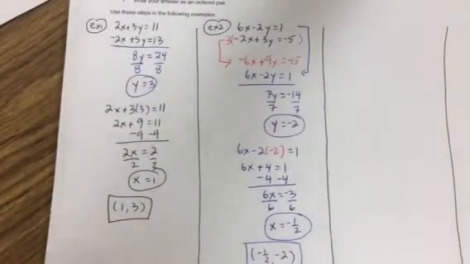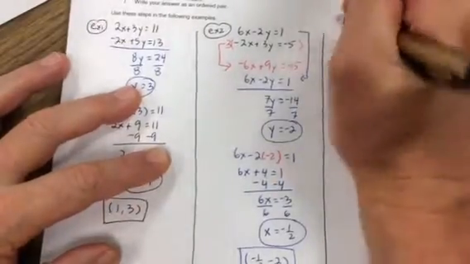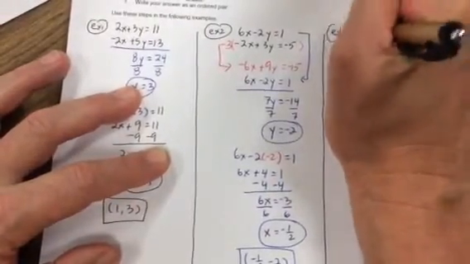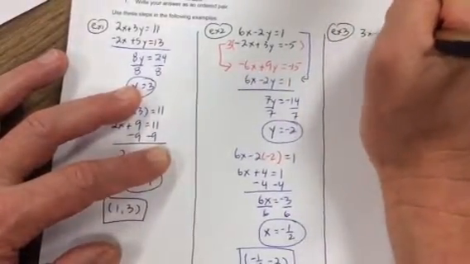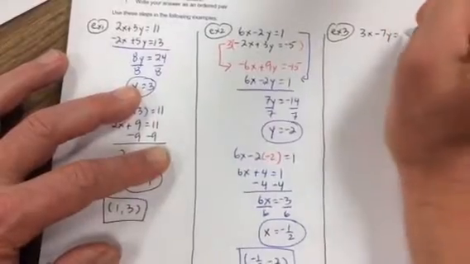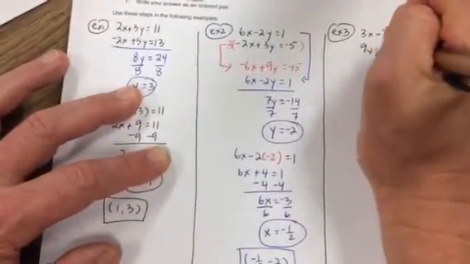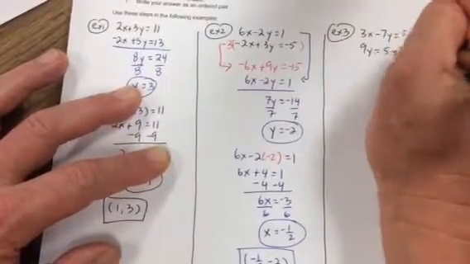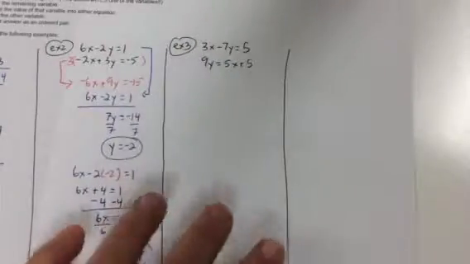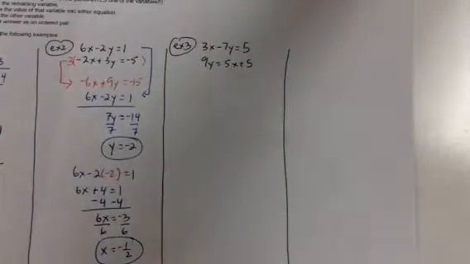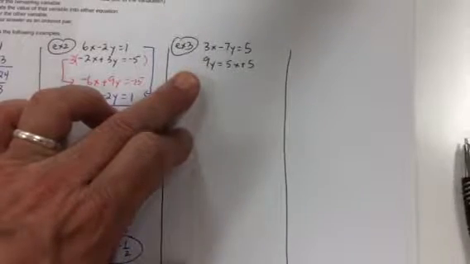Okie dokie. Example 3. Example 3, let's do 3x minus 7y equals 5, and 9y equals 5x plus 5. Okay, there we go. So step number 1 is to put them both in standard form. The bottom equation is not in standard form.